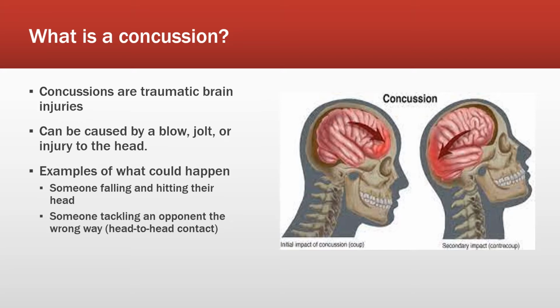Examples of what could happen are someone falling and hitting their head. For example, an elderly person missteps and they just happen to hit their head. Another example would be someone tackling the opponent the wrong way, like head-to-head contact, which is very illegal now, or even tackling the right way, and then when you take down your opponent, they just happen to fall and hit their head wrong, and now they have a concussion.